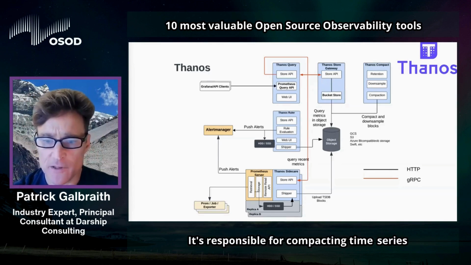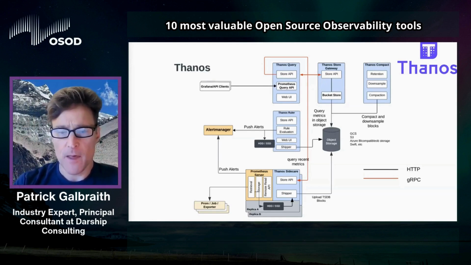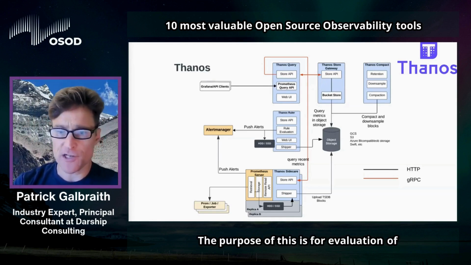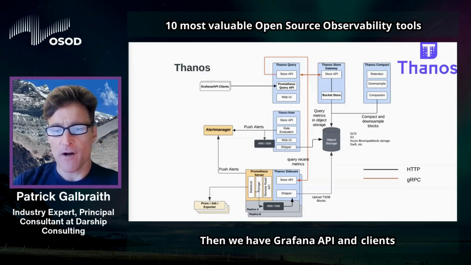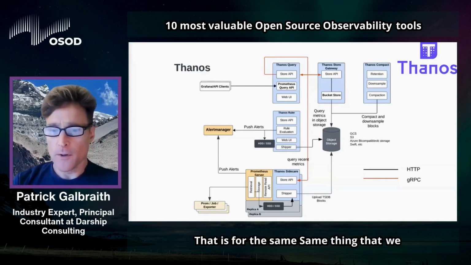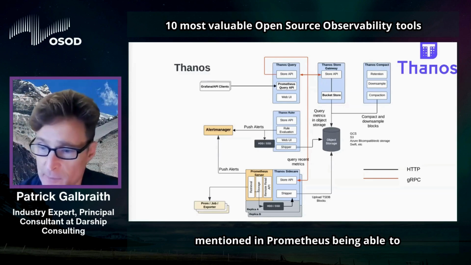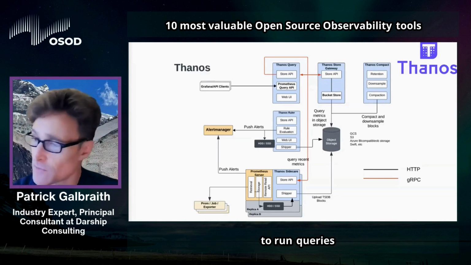It's responsible for compacting time series blocks stored in object storage. Thanos Ruler. The purpose of this is for evaluation of alerting and recording rules. Then we have a Grafana API and clients. That is for the same thing that we mentioned in Prometheus, being able to connect to that and be able to run API calls to run queries.